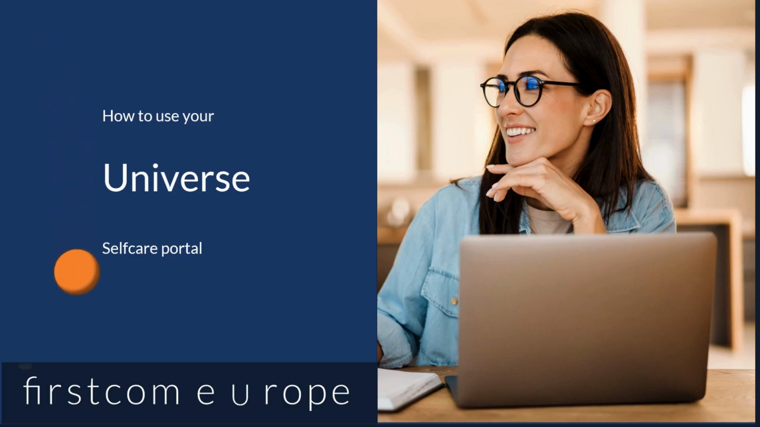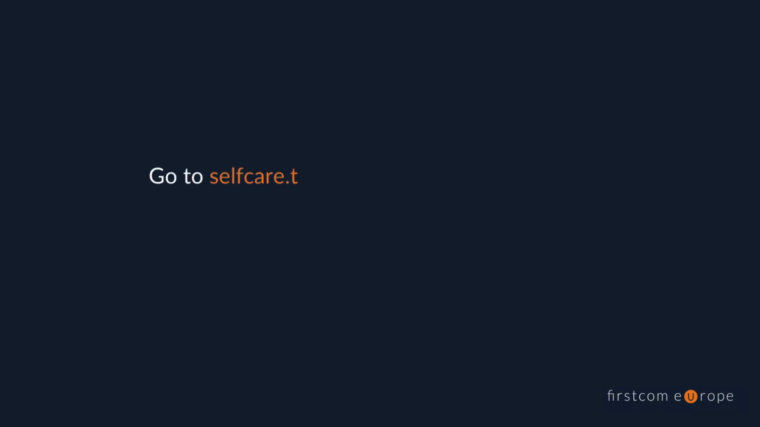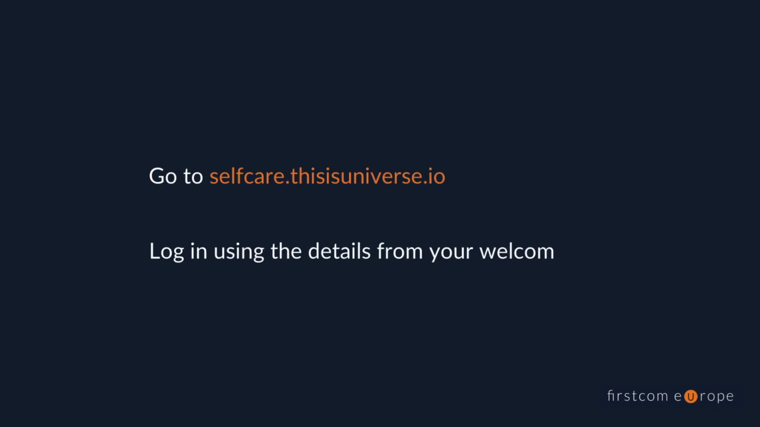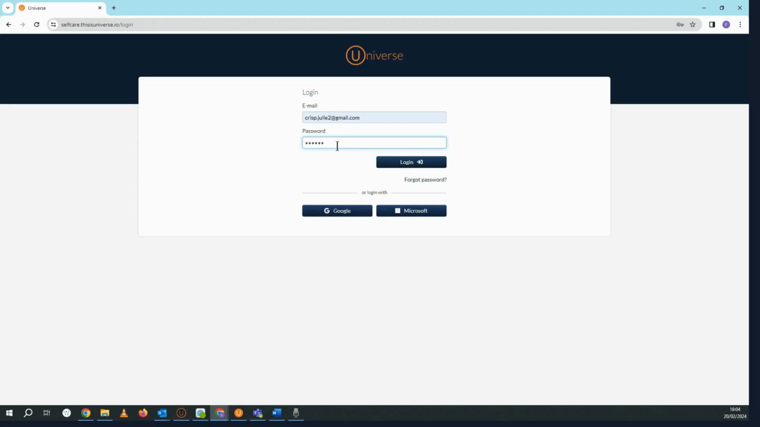In this video, I'm going to show you how to use Selfcare, the online management portal for your Universe communication system. Go to selfcare.thisisuniverse.io and log in using the email and password that you received in your welcome email. The first time that you log in, you'll need to select your secure sign-in method.